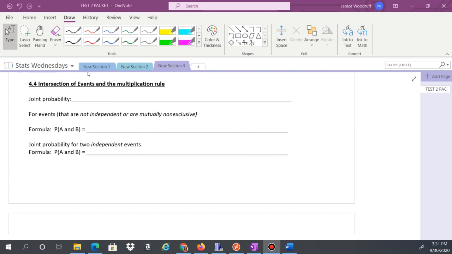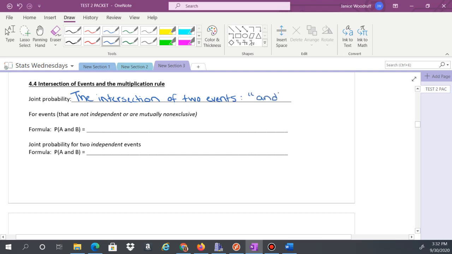All right, so 4.4, we have joint probability. So joint probability is the intersection of two events. So you're going to see the word "and." And then you have two different formulas for joint probability.